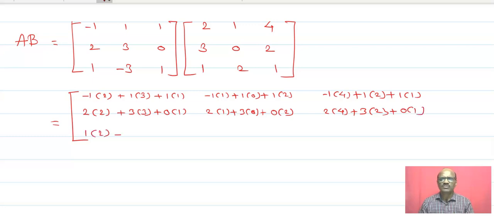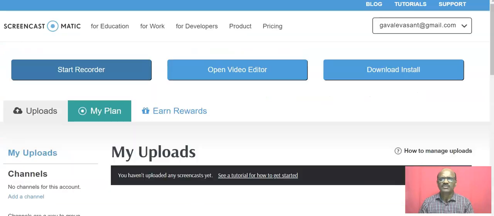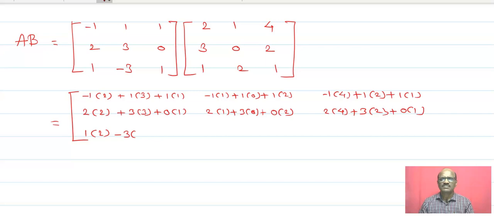1 into 2 minus 3 into 1 and 1 into 4 minus 3 into 1, that is the third row, first column. Now third row, second column: 1 into 1 minus 3 into 0 and 1 into 2.